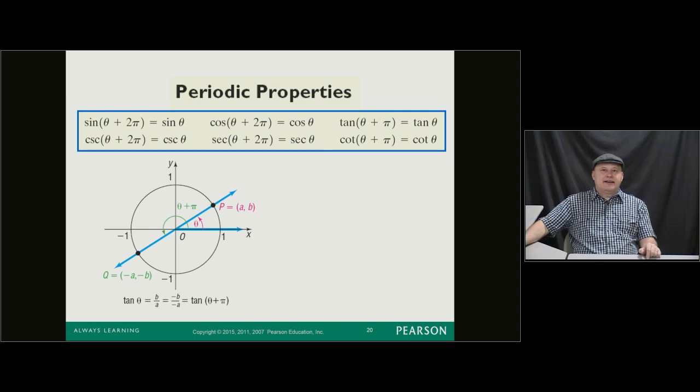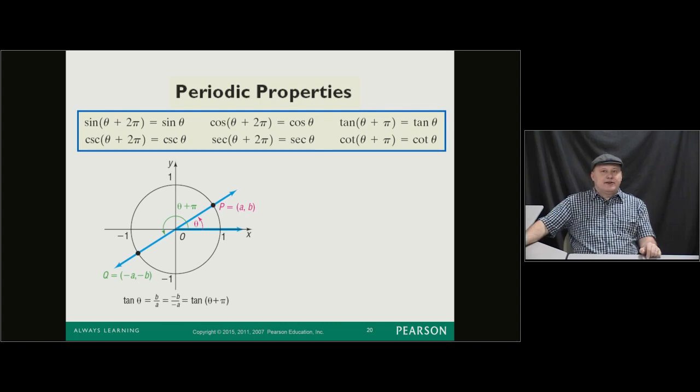Now tangent of theta, you remember, is the y-coordinate over the x-coordinate, so it's b over a. So b is positive and a is positive in the first quadrant. Now in the third quadrant, if you add 180 degrees or just pi, then the point is negative a comma negative b. Okay, I think they call it Q or something like that. But if you take that ratio, negative b divided by negative a, you still get b over a because it cancels out the negatives.